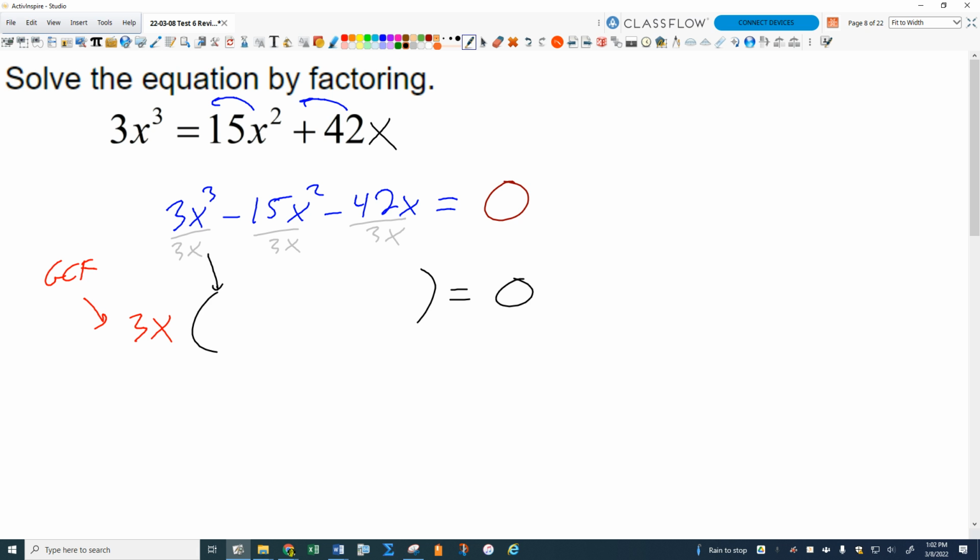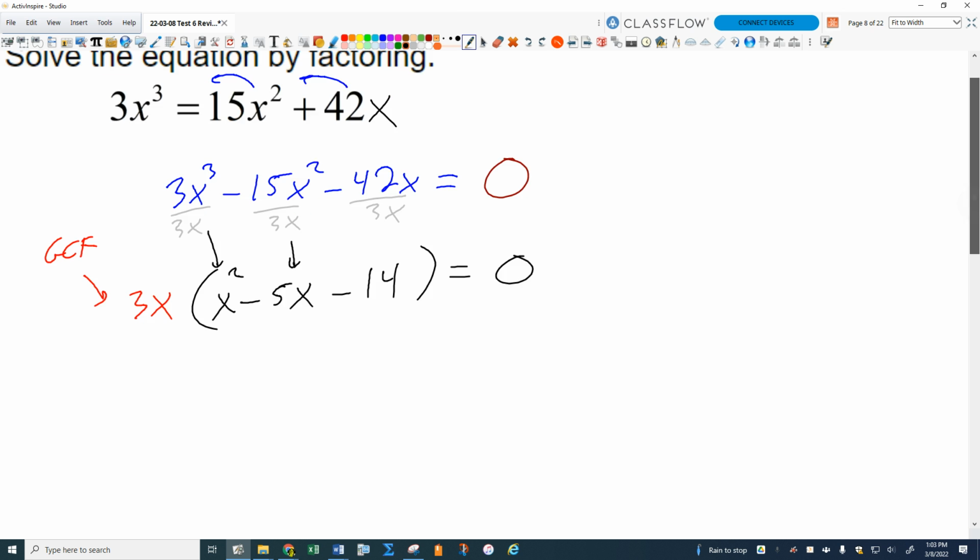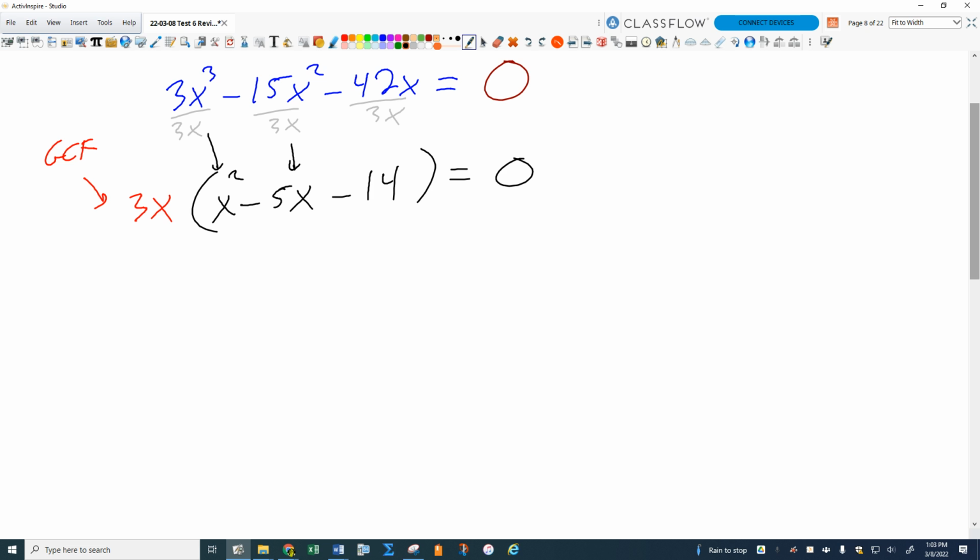So 3x cubed divided by 3x is x squared. In other words, 3x times what is 3x cubed? Well, x squared. Negative 15x squared divided by 3x. Okay. And then minus 42x divided by minus 3. Okay, there we go. So that helps. Now we got a 3x out front. That's one factor that's done.